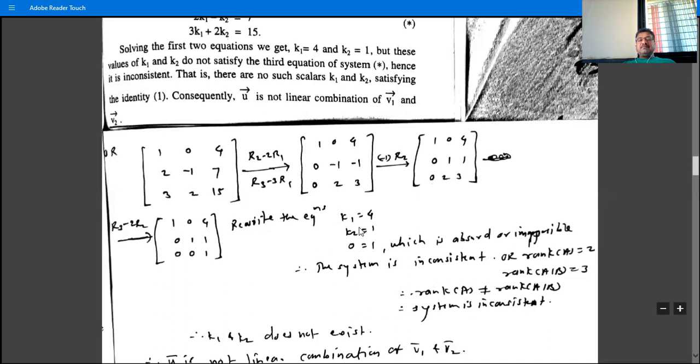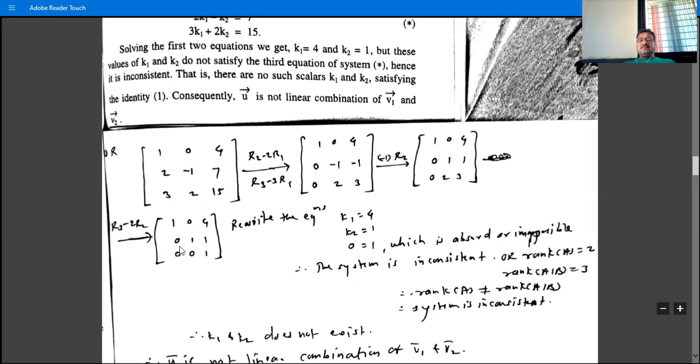So what we have, K1 plus 0 into K2 is equal to 4, means K1 is equal to 4. Then the second equation, 0 into K1 means 0, plus 1 into K2 means K2 is equal to 1. And the third equation, 0 into K1 is 0, 0 into K2 is 0. So 0 is equal to 1, which is absurd, which is impossible, and therefore the system is inconsistent. This is the one way.